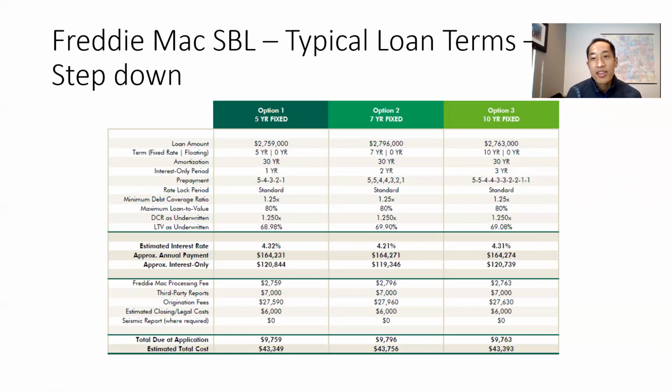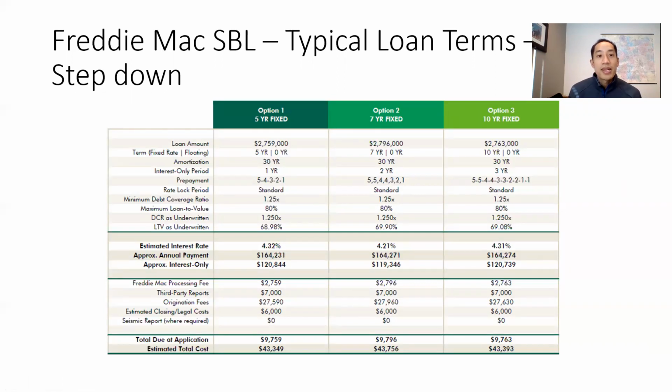All of these are going to need a 1.25 debt service coverage. If you are in a top market, then there is an option to use a lower debt service coverage. Sometimes they go down to 1.20. Max loan to value is 80%, and rates right now are about 4 to 4.25, depending on the market that you're in.